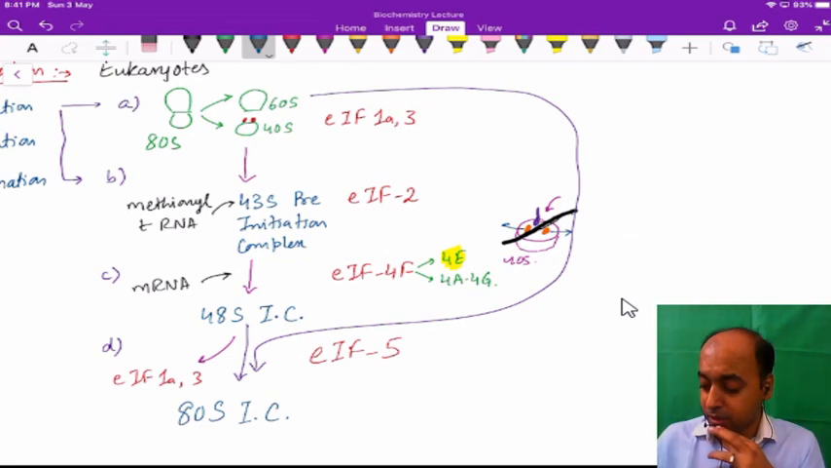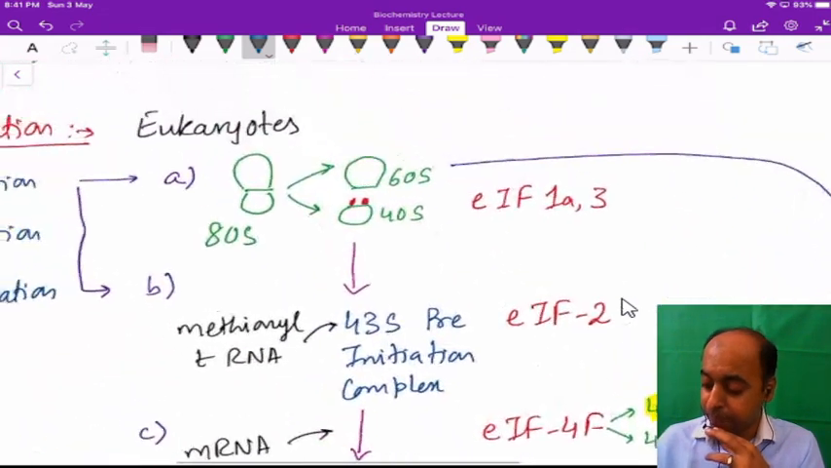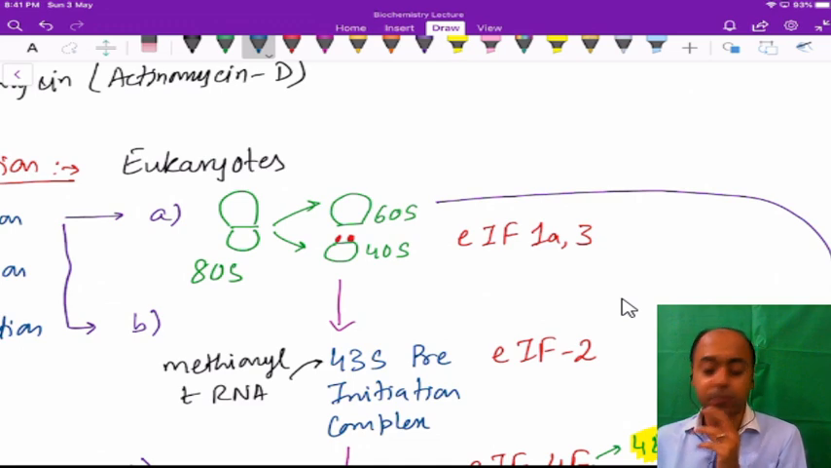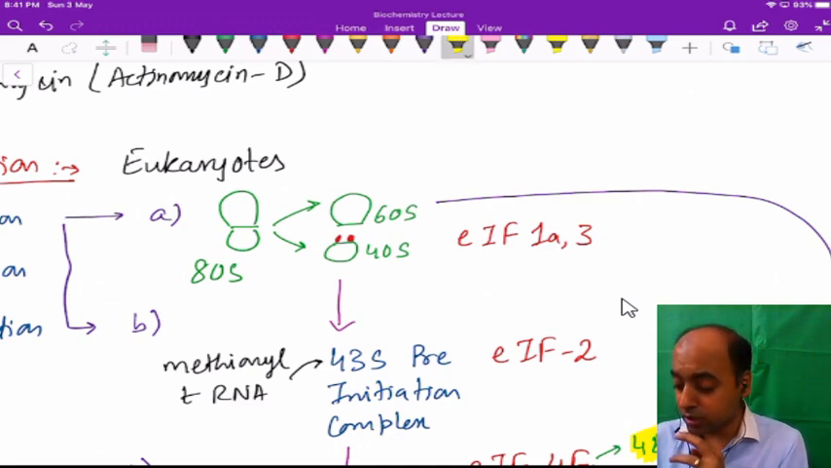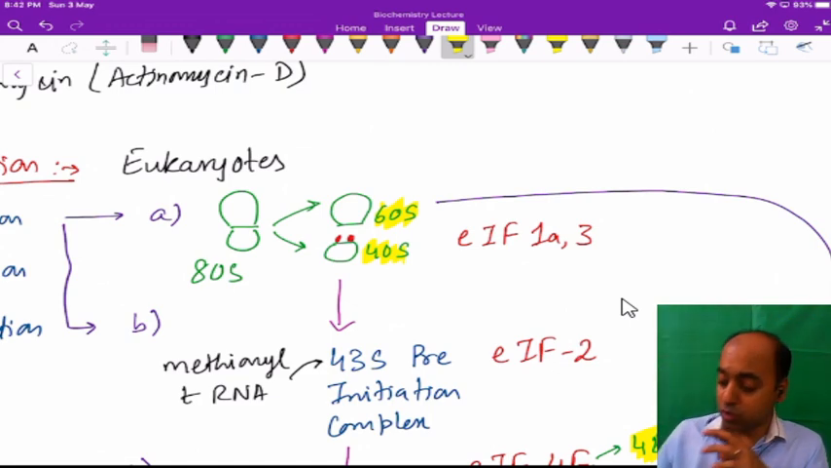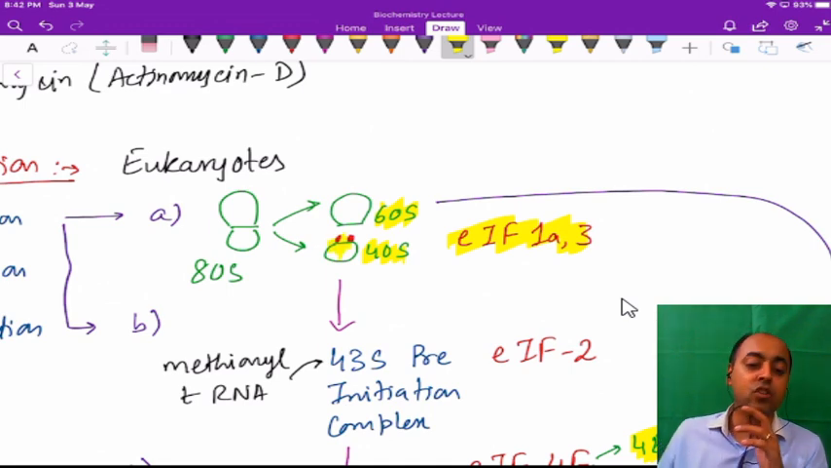So what has happened here? We'll do a quick recap. We start with the 80S ribosomal subunit. The 80S ribosomal subunit is initially split into the 60S and the 40S subunit. To prevent the rejoining of these two subunits, the initiation factor 1A and 3 will come in and get attached to the surface of the 40S subunit.